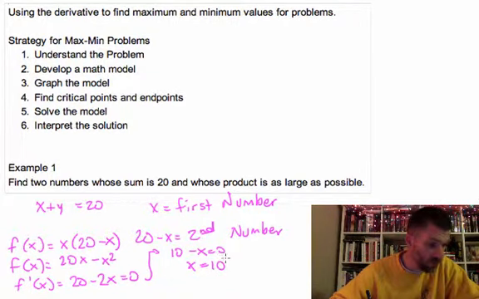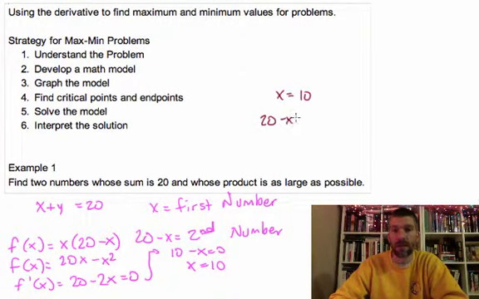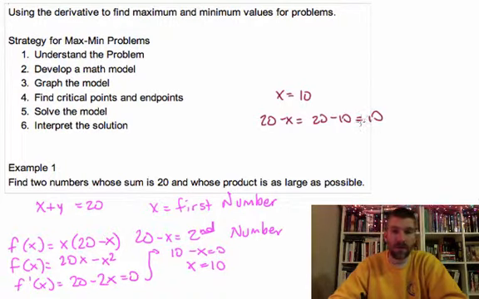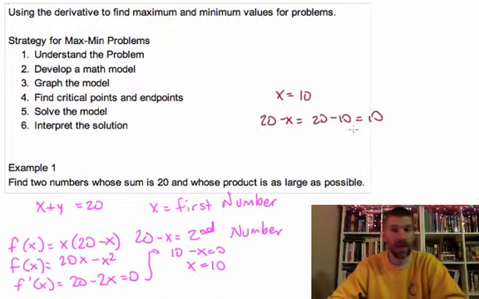Let me just check real quick. I'm pretty sure 10's my only critical point from all of this. Yep. So what does that mean? That means that if I take this number x equals 10 and I check it with my other number 20 minus x, that would be 20 minus 10. If I multiply these two together, I get 100. If I add them up, I get 20. And when I multiply them together, that is the largest possible product.